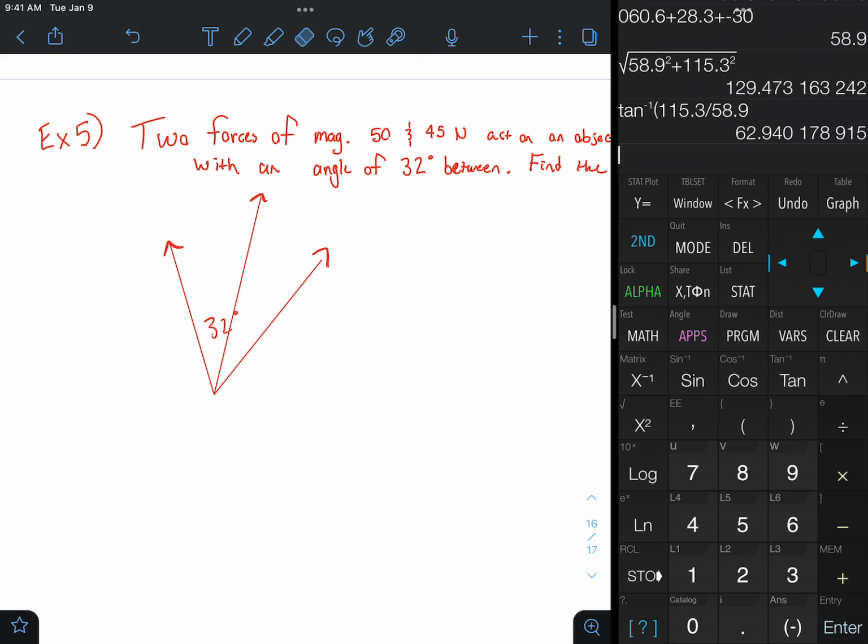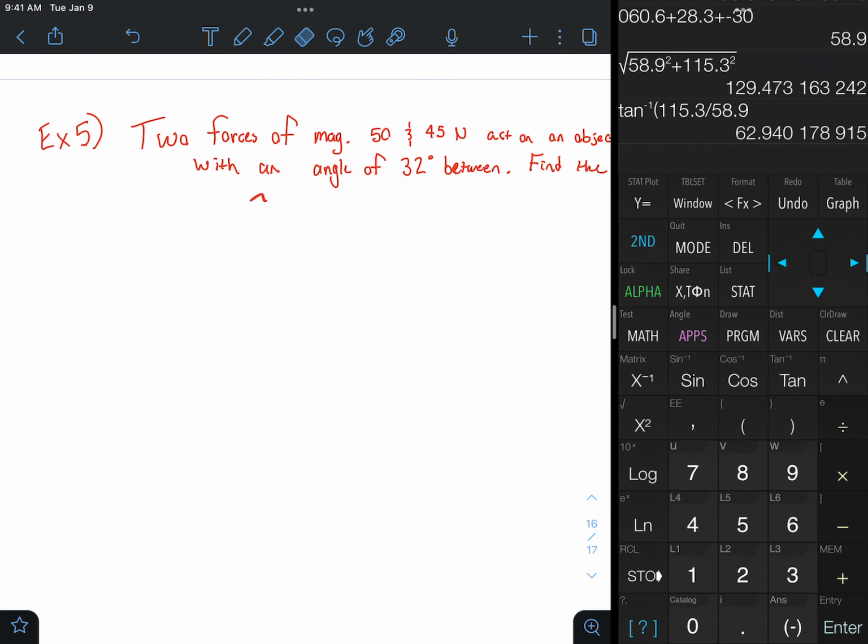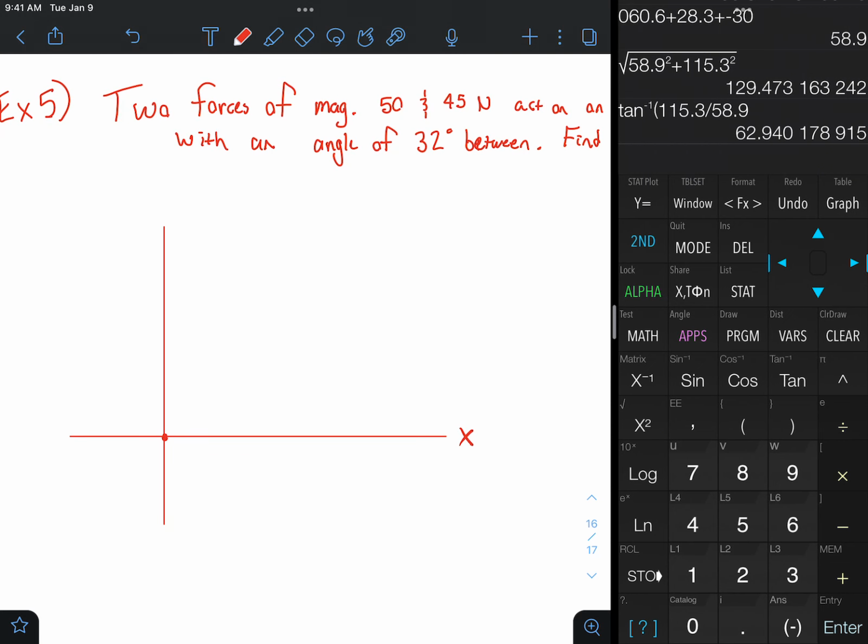So in my opinion, I think the best way to draw this here, hint that I would do, is draw one of your vectors along the x-axis. It actually makes it much, much easier. So just pick one of them, the 50 or the 45. I guess I'm going to pick 50. Going along the x-axis.